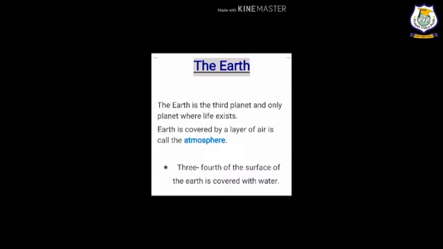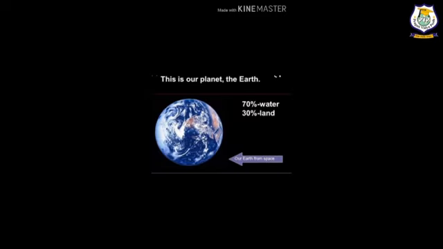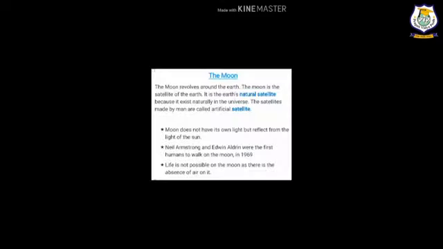Well, Earth is covered by a layer of air, or we can say that it has a thick layer of air surrounding it, called atmosphere. Interesting fact is that almost 3/4 of the surface of the Earth is covered with water and the remaining 1/4 is land only.